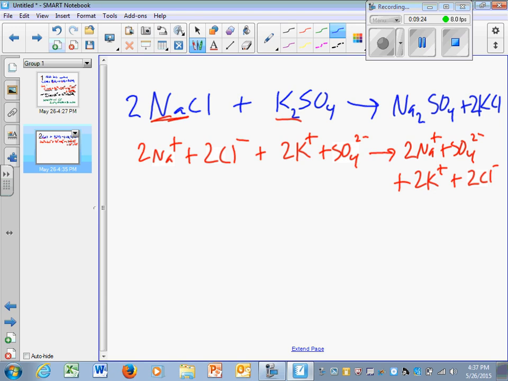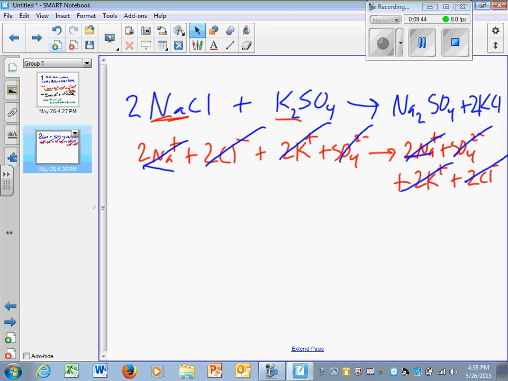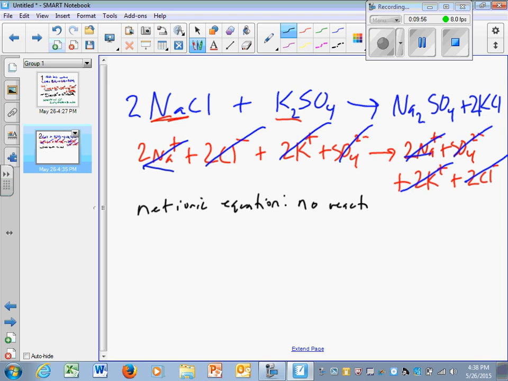See, 2 sodium ions, 2 sodium ions, they cancel. 2 chloride ions, 2 chloride ions, they cancel. Potassium ions cancel. Sulfate ions cancel. I've got nothing left over. So my net ionic equation is no reaction. It is possible to not have a reaction.